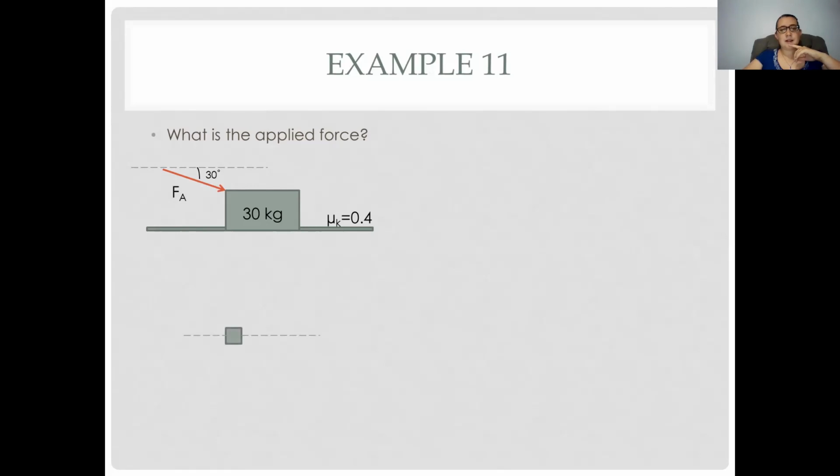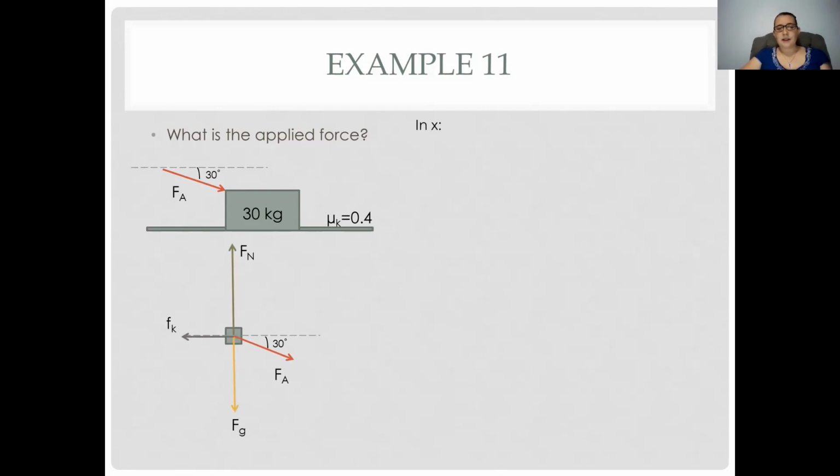Okay, so free body diagram. We have the force of gravity pulling down, the normal force pushing up. They are not equal to each other because we have this applied force at a downward 30-degree angle. And we also have friction, kinetic friction, because this box is going to be sliding. Okay, so here's our free body diagram. Woohoo! Hopefully you got that right.